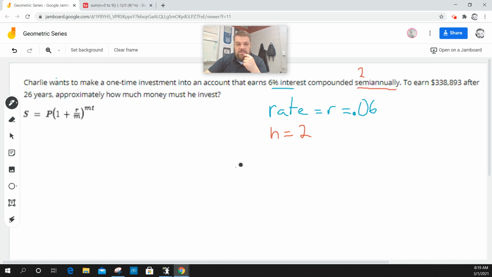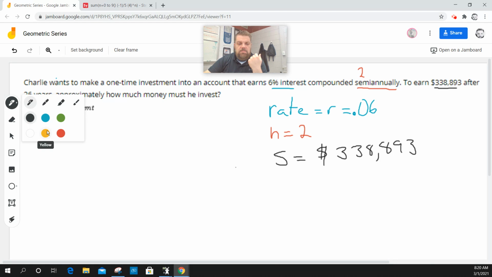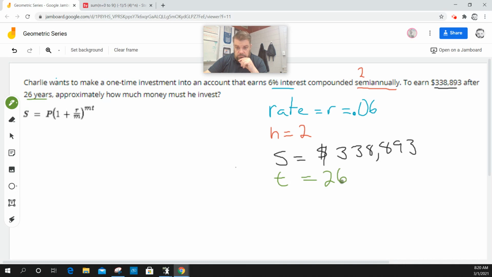To earn 300, so that's the total amount. 338,893, after the total time of 26 years. So this is T for time. S is the sum. I guess that's what they're saying, is the total amount or sum.